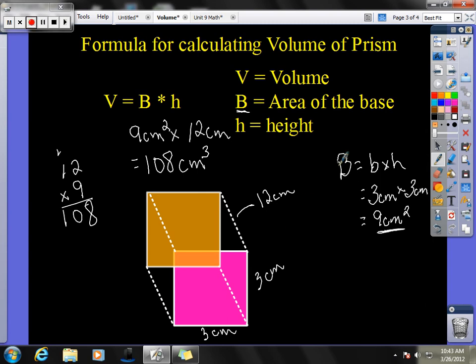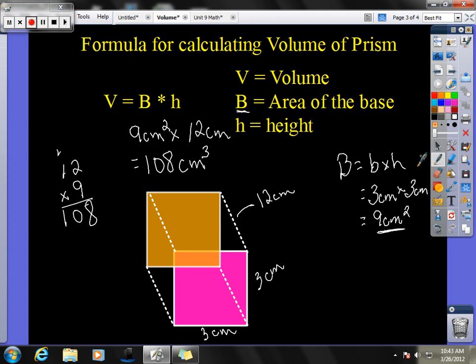So that, boys and girls, is how you calculate the volume of a prism. Sometimes your textbook might give you the area of the base. They might say, hey, this is already 9 centimeters squared. Then the math is easy. All you have to do is multiply your 9 centimeters squared times your 12 centimeters height. 9 centimeters squared times 12 centimeters high is 108 centimeters cubed.